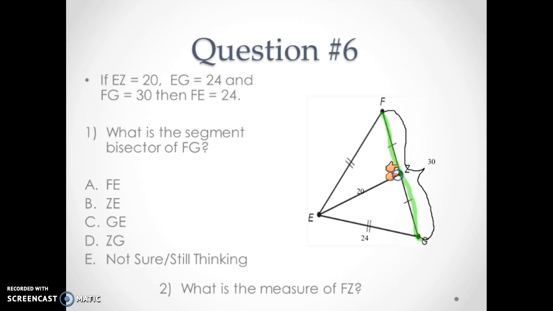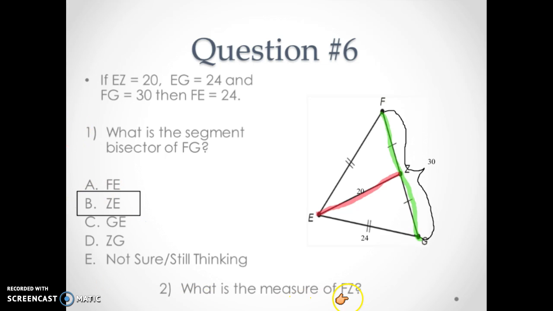Well, Z must be the midpoint because that's where these two segments are separated. So this is the midpoint, so EZ is the segment bisector because the segment bisector goes through the midpoint of the segment, right? Two congruent parts, midpoint, EZ goes through the midpoint of that segment. So the answer to this one is ZE or EZ. Doesn't matter which way you name them.